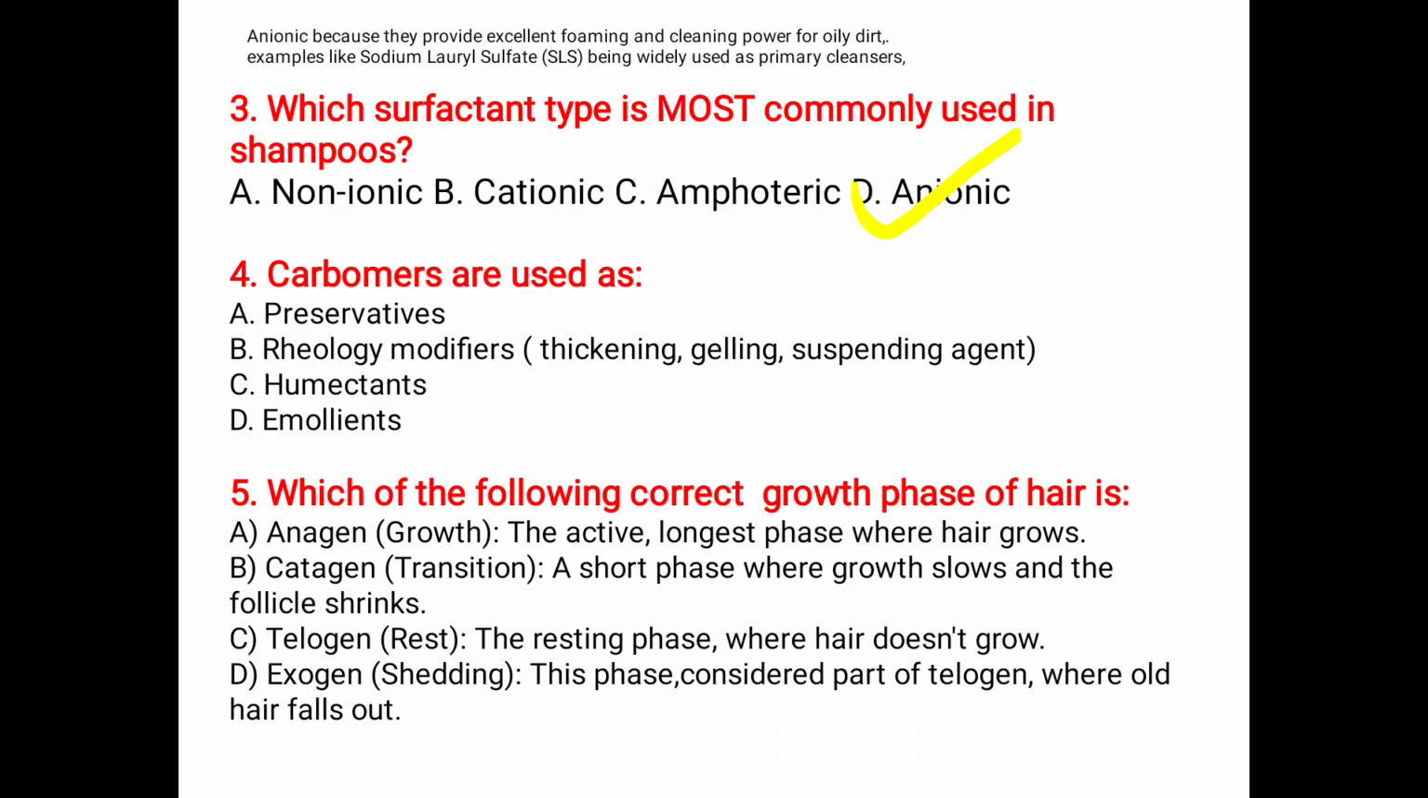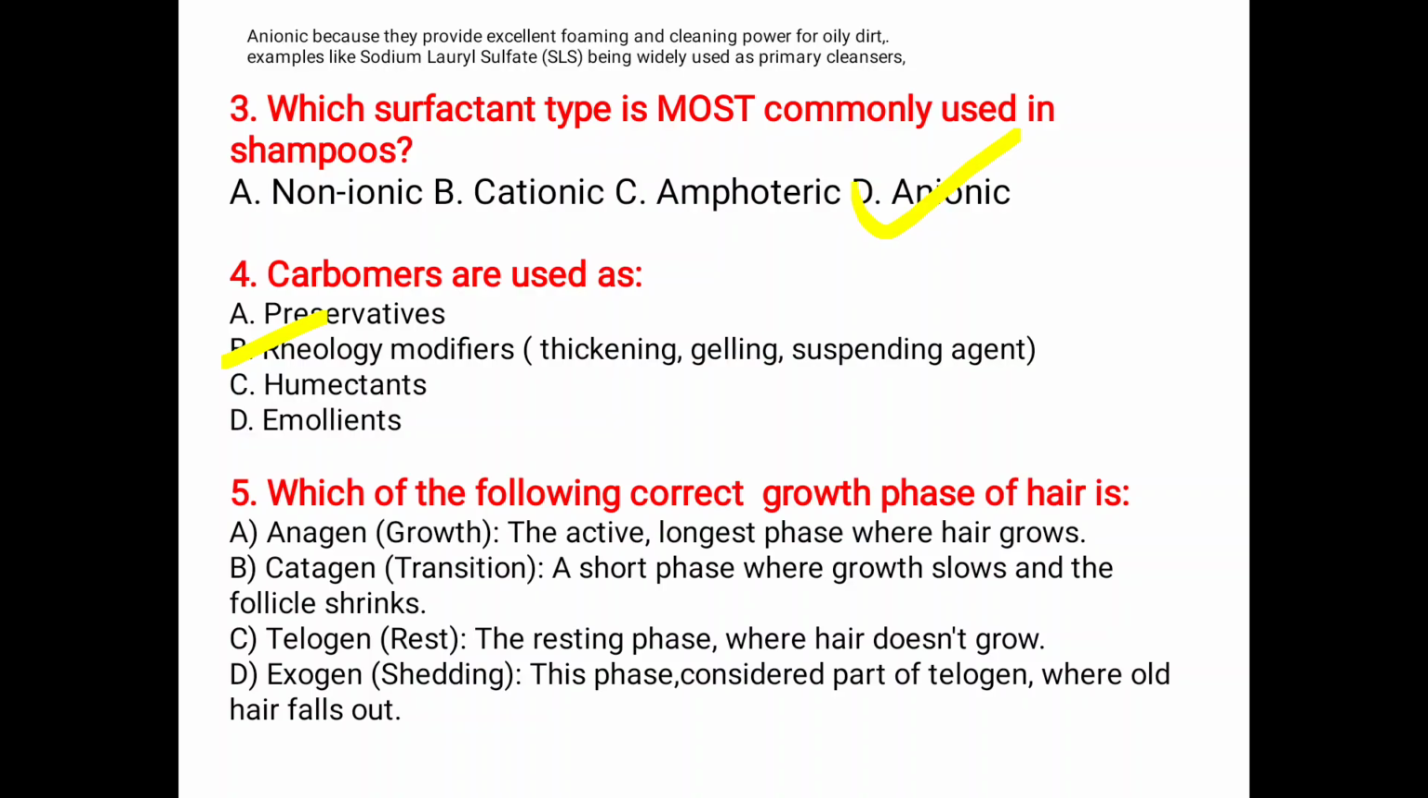Next, carbomers are used as A, preservative; B, rheology modifier; C, humectant; and D, emollient. Carbomer is a gelling agent, Carbopol 934 grade. So option B is correct: gelling agent, thickening agent, or suspending agent.